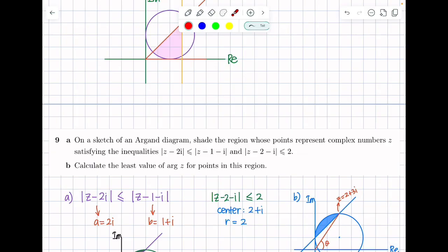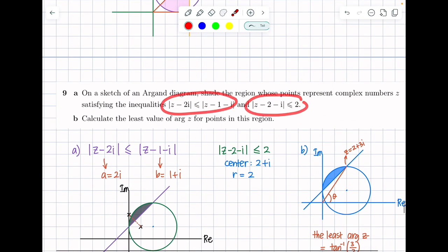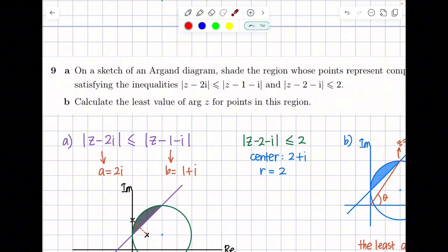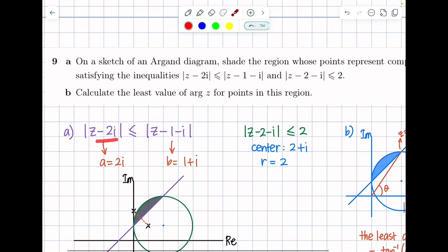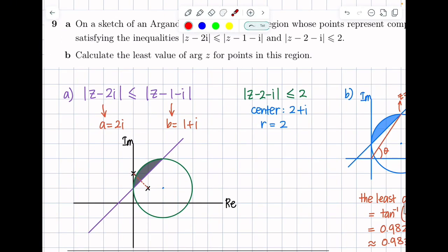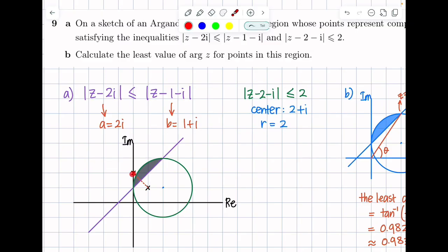Next example, on a sketch of an Argand diagram, shade the region whose points represent complex number z satisfying the inequalities. This is the perpendicular bisector and circle. For the perpendicular bisector, it's a bisector of 2i and 1 plus i. So this is 2i and 1 plus i is over here. So the perpendicular bisector is the purple line.